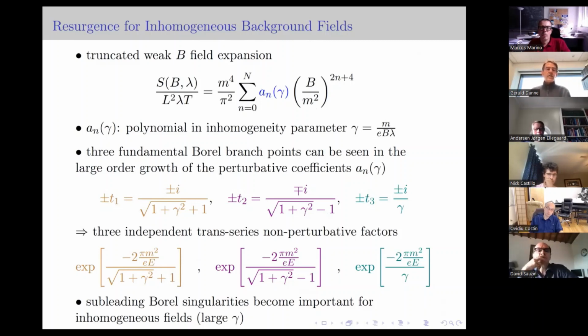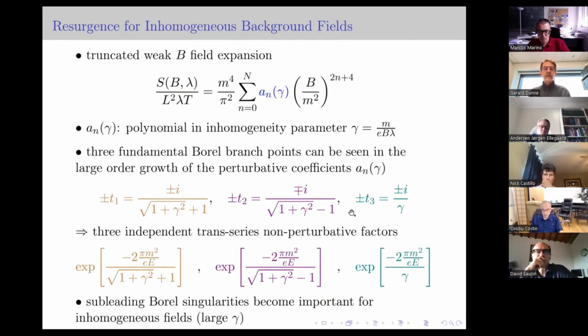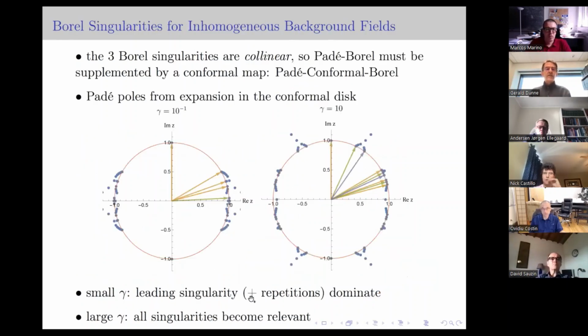And already from the behavior of these coefficients, you learn that there's not just one leading branch point, which is what the WKB approximation suggests. There are actually 3. And these 2 are subleading, but they become important when gamma becomes larger, so when the field becomes more and more inhomogeneous. I'm not going to go into the details of this, running out of time. Let me just say that you can actually see these in the conformally mapped plane. As the inhomogeneity parameter varies, you can distinguish which one becomes more dominant than a repetition of a previous one. If anyone's interested in that, I can explain it more later.